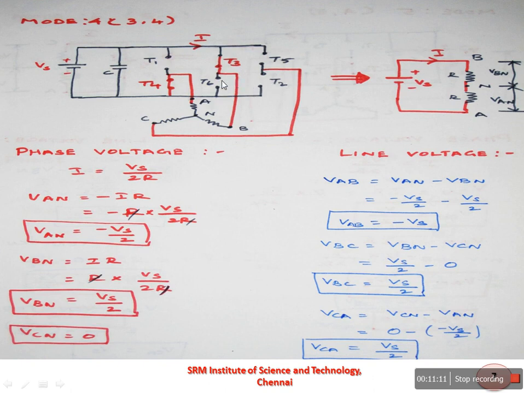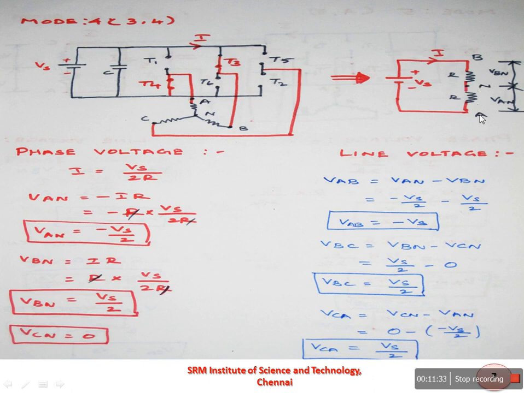So we can simplify this circuit and make it an equivalent circuit which consists of only B phase and A phase. The C phase is connected to an open switch, which means it is not connected to a supply input. So here the equivalent circuit consists of only B and A phase. So you can find out the phase voltage of VBN as well as VAN.